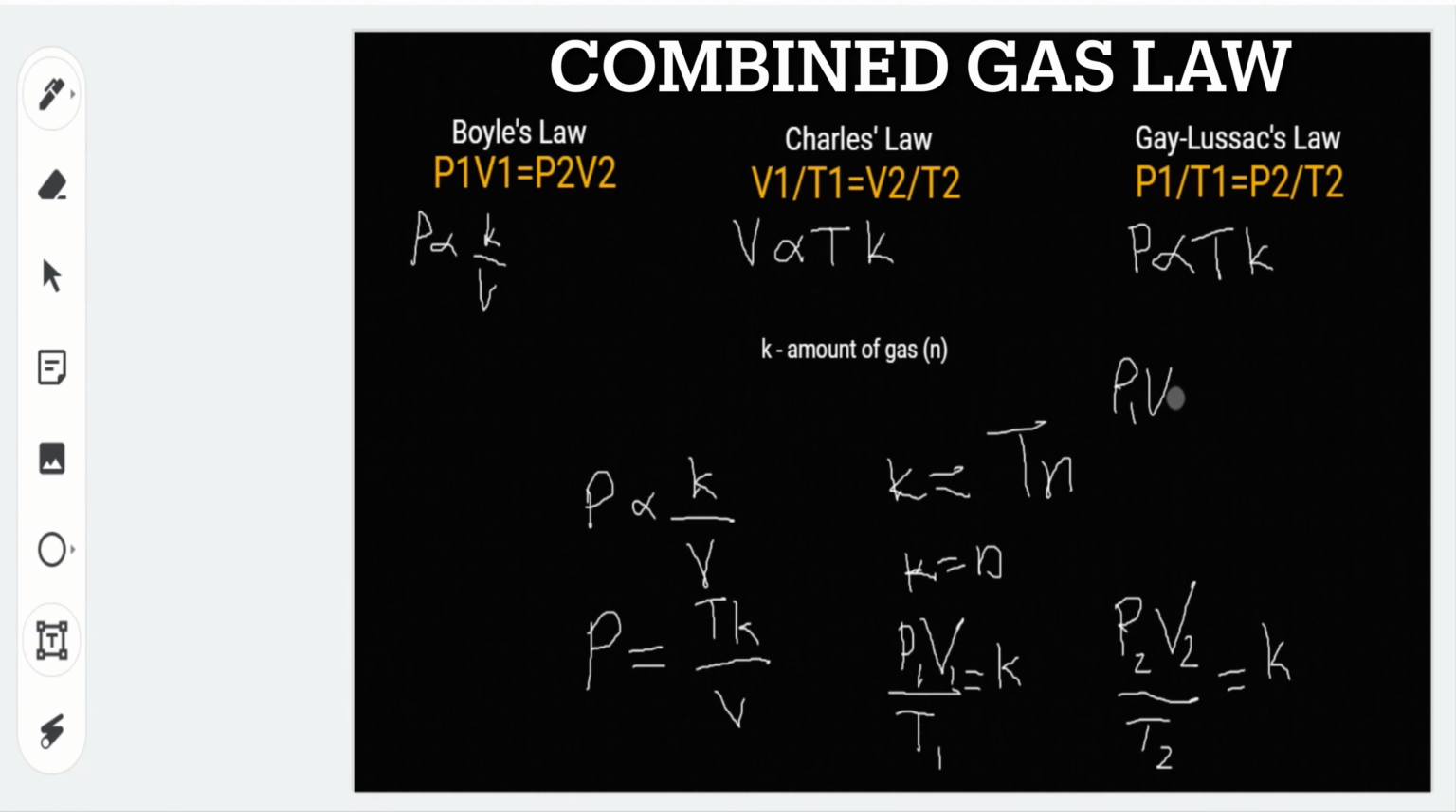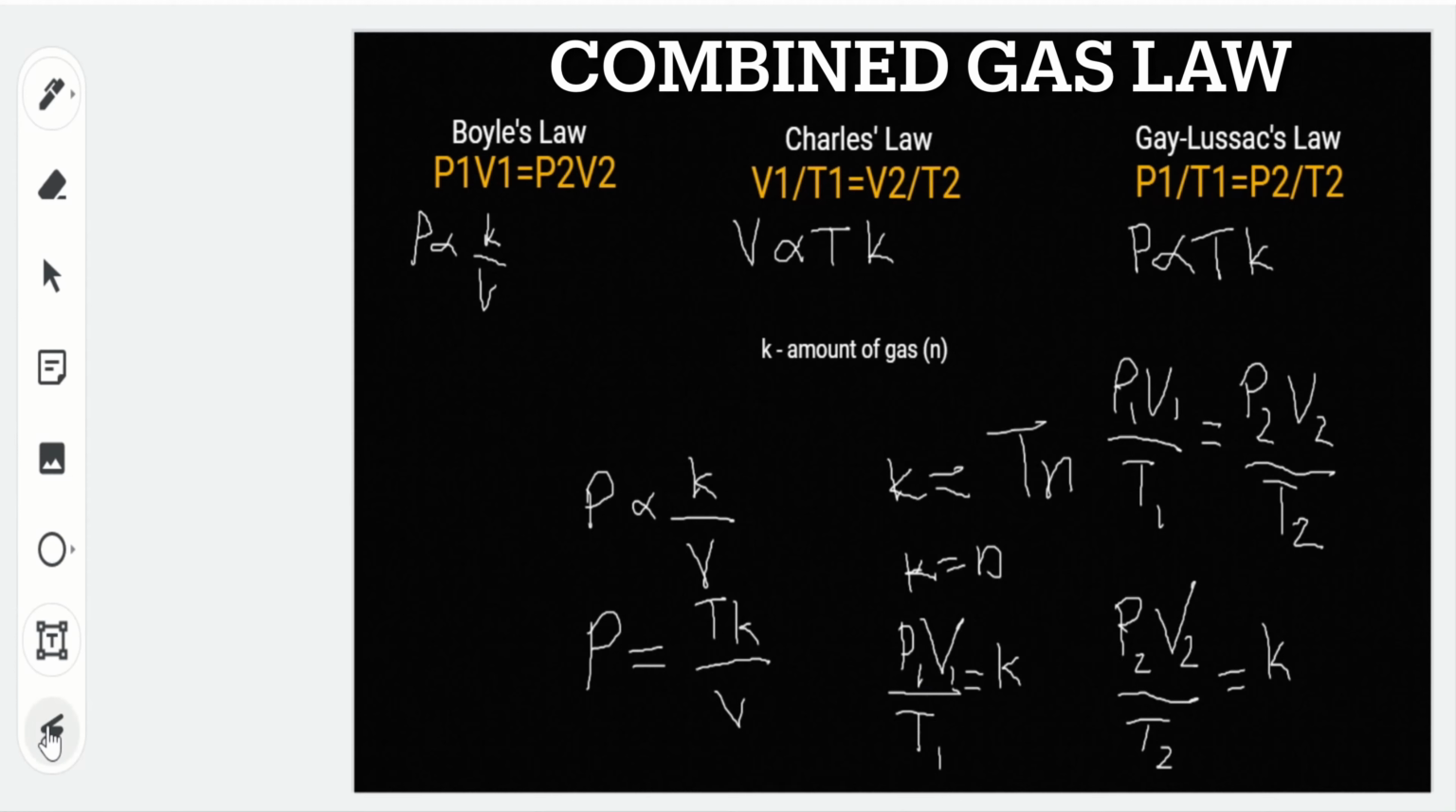we can have this combined gas law equation where P sub 1 times V sub 1 over T sub 1 is equal to P sub 2, or final pressure, times the final volume over final temperature. Again, the unit of the temperature here must be in Kelvin.